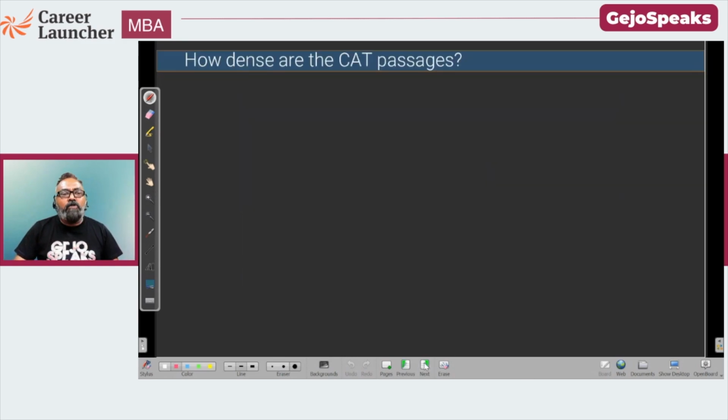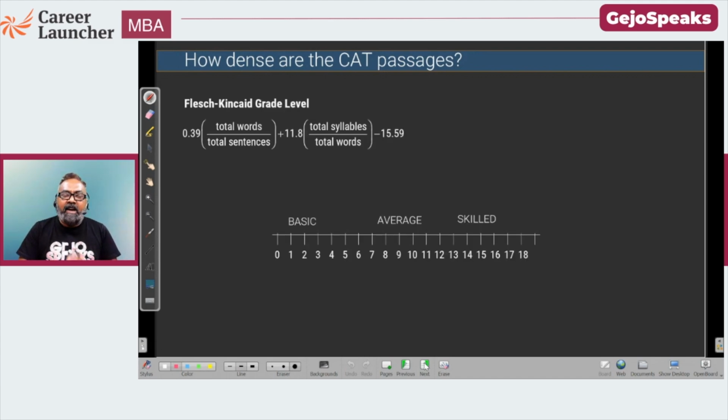Now the first question, of course, is how dense are the CAT passages? There are different ways in which to evaluate this density factor of any article. There are a lot of formulas out there which give you a quantifiable measure of how dense a passage is. One such is the Flesch-Kincaid grade level. What it does is use this formula here and puts in some sort of a grade to it. It goes all the way from 0 and can go till 20, and so on and so forth. And it basically uses this formula.